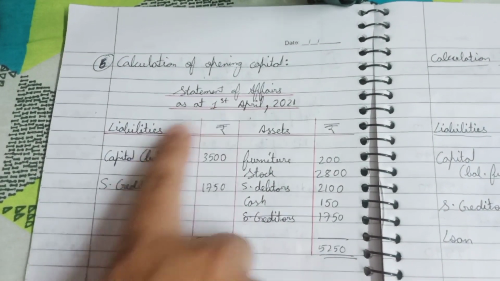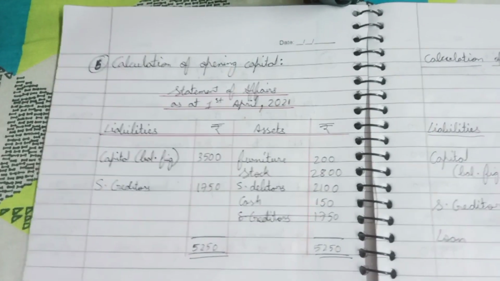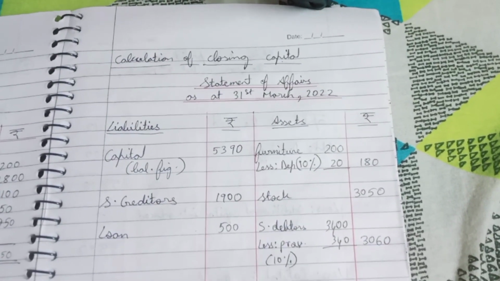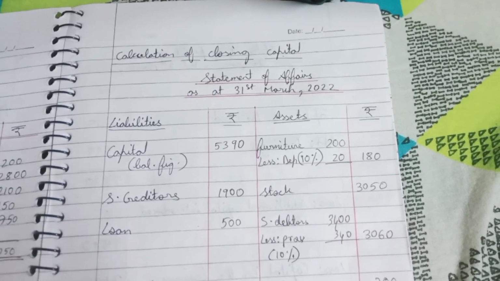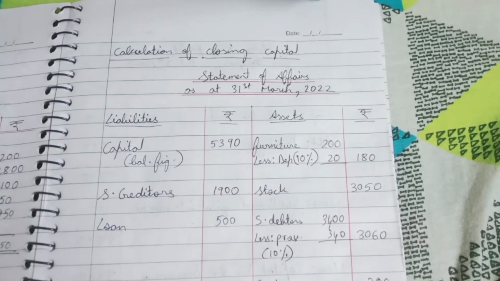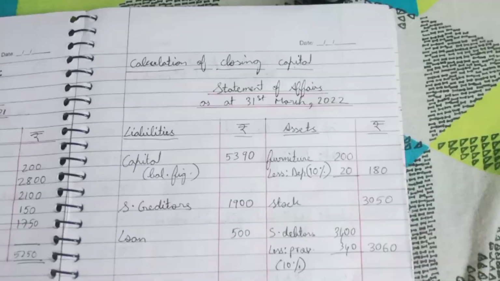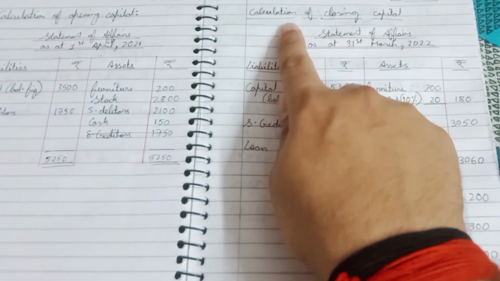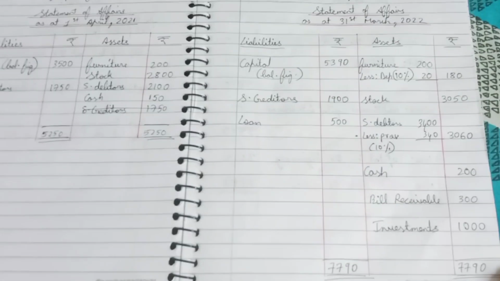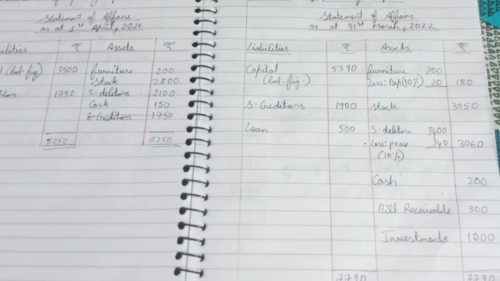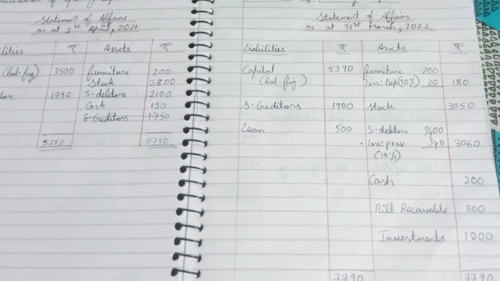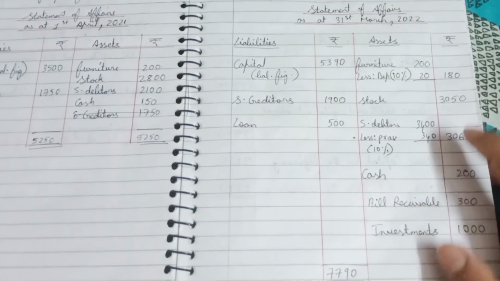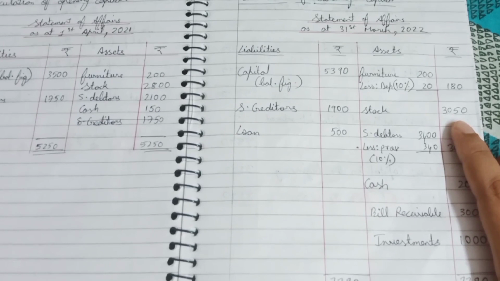On this date, I am getting the opening capital. After opening capital, I have drawn the statement of affairs at the end of the year. Now in this part I am taking out the calculation of closing capital. For that, I have drawn the statement of affairs as at 31st March 2022. I have taken furniture, and from furniture I have depreciated 10%. I am getting 180.